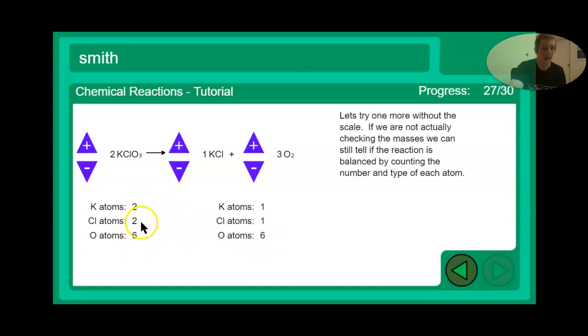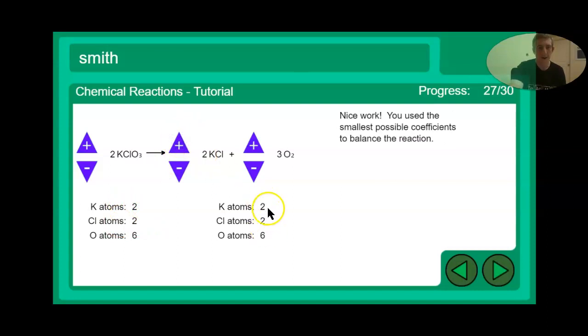But now I have unbalanced my potassium chloride. If I change this coefficient from 1 to 2, now I have 2 potassiums in and out, 2 chlorines in and out, 6 oxygens in and out. Nice work.